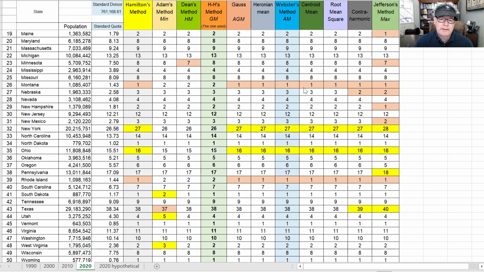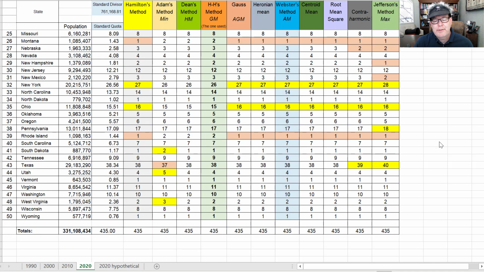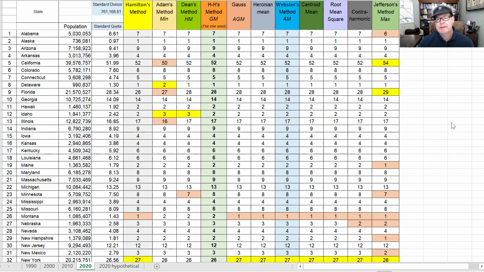So if I were in New York or Ohio, I would relook at what criteria we really think are so important, and is it really fair? Because it's kind of known that Huntington Hill favors the small states, as you can see here, where these small states with 1.44 and 1.43 for their standard quota got rounded up to 2. If this were, again, a liquid 435 gallons, you'd give New York 26.56 gallons. Well, 27 is definitely closer. So anyway, that's what they optimize.